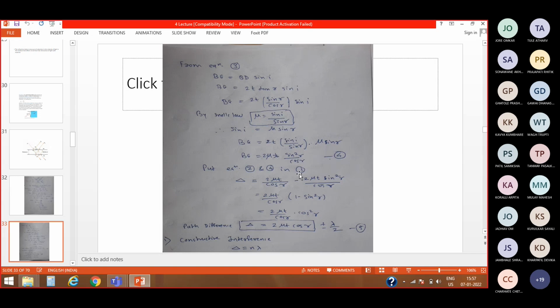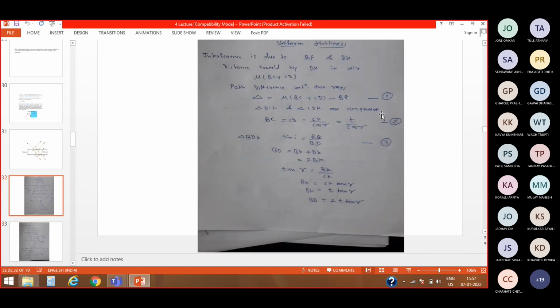Where am I putting this? In equation number 1. This is equation number 2 and this is equation number 1. Put the value of 4 and 2 in equation number 1. What is equation number 1? Equation number 1 is the path difference between two rays. Delta is equal to mu into BC plus CT minus BG. Put both the equations here. Then what equation did I get?